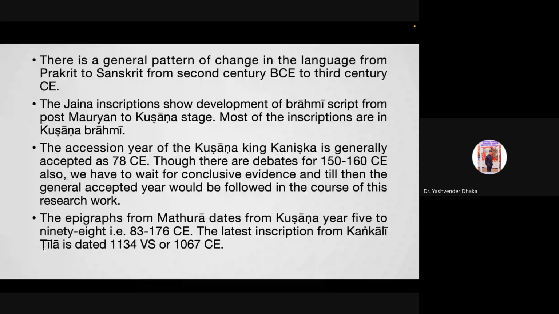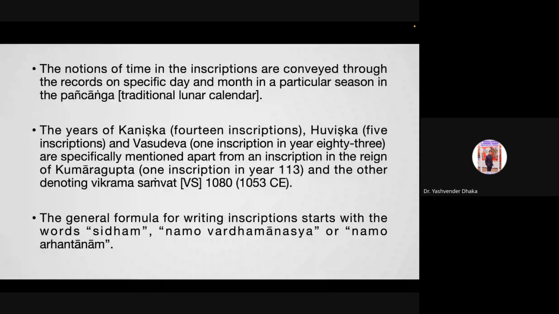Now coming to the next slide. The notion of time in the inscriptions is conveyed through our Panchanga, the traditional lunar plus solar calendar in a particular season. So the epigraphs would start with the year of Kanishka, which has 14 inscriptions. Then Huvishka, we have 5 inscriptions, and Vasudeva, we have 1 inscription. They mention categorically the lunar calendar, the month, the tithi, everything in detail, which we do not value much as we are now continuing with the Gregorian calendar.